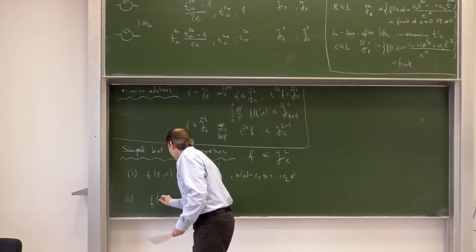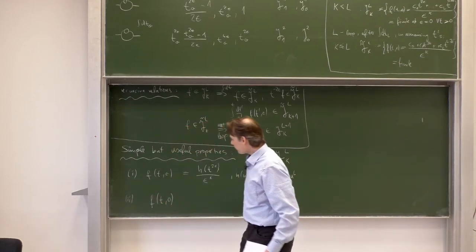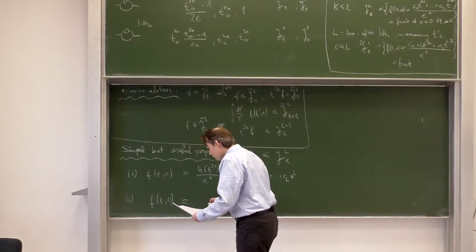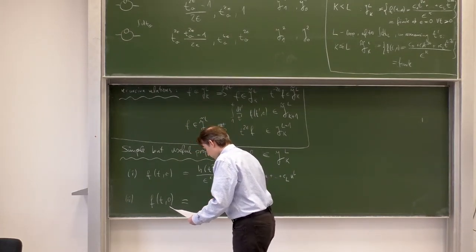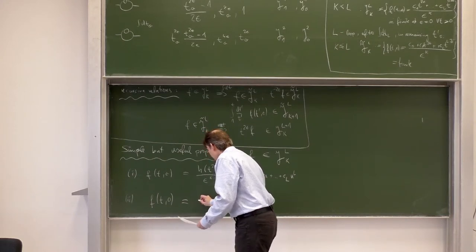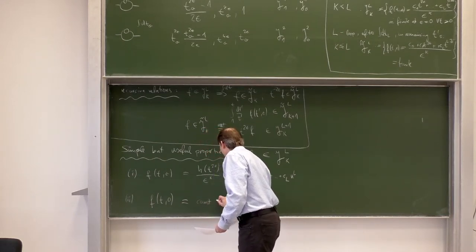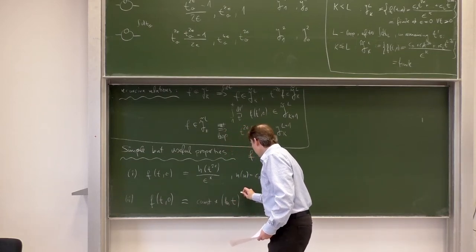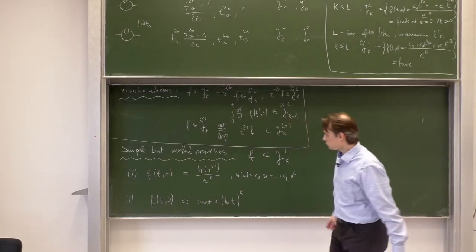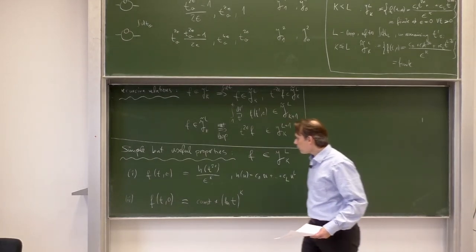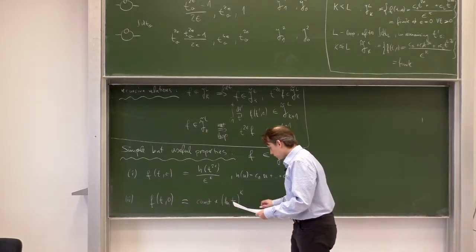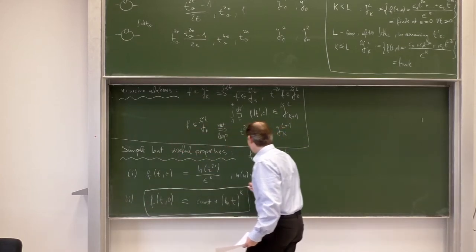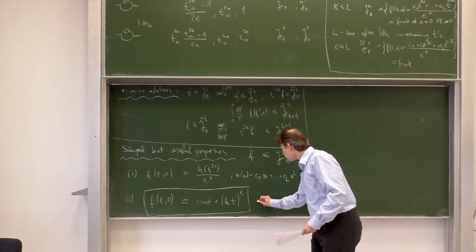And the second property is now f of t comma 0. If we set epsilon to 0, then what happens? It is given by a constant times logarithm of t to the power k. So that's the t dependence of f at 0. How can we prove it? Let me keep that as a claim. So that is quite nice to know.